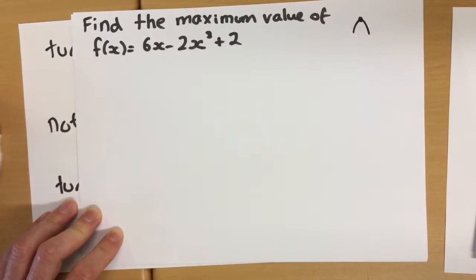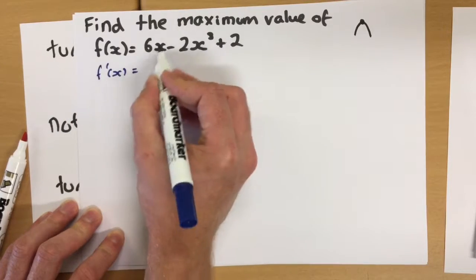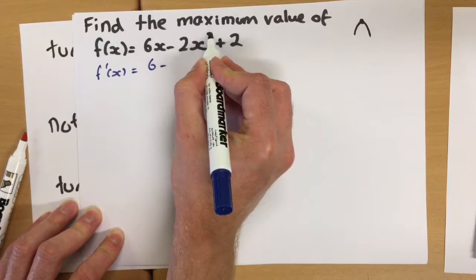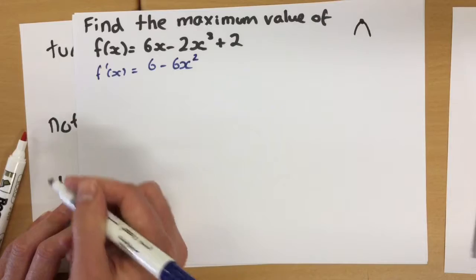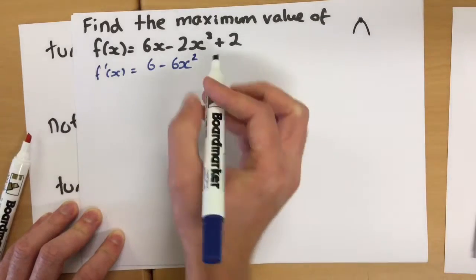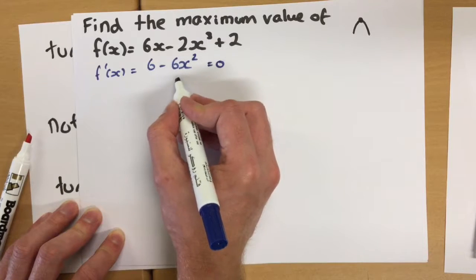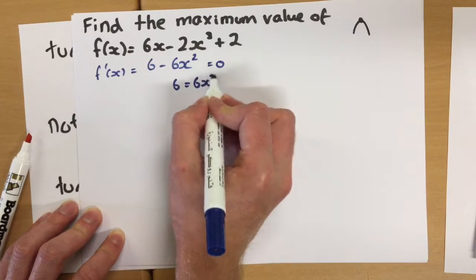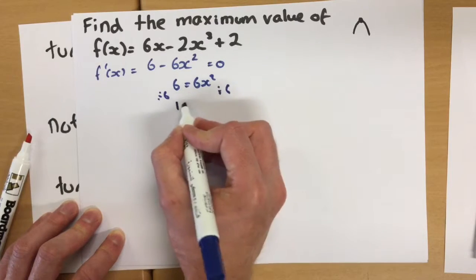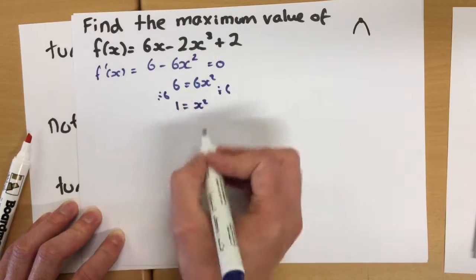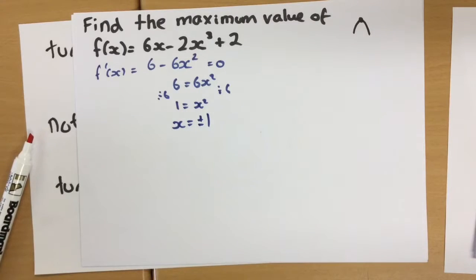So let's use our first derivative to find our turning points. So 6 minus 2 times 3 is 6x squared, reduce the power by 1. Remember, this equals 0 when it's a turning point. So we can have 6 equals 6x squared. Divide both sides by 6. So 1 equals x squared. Square root it, so x is either positive or negative 1.